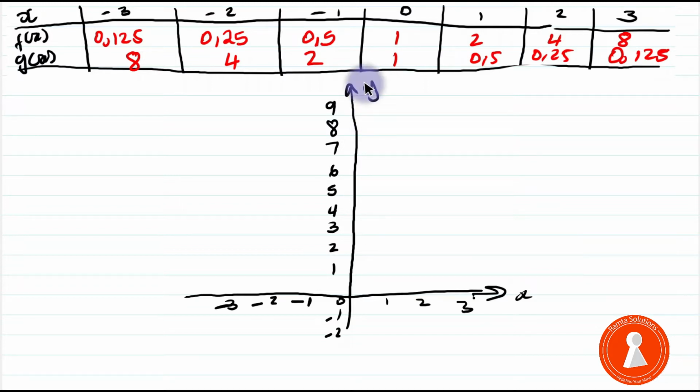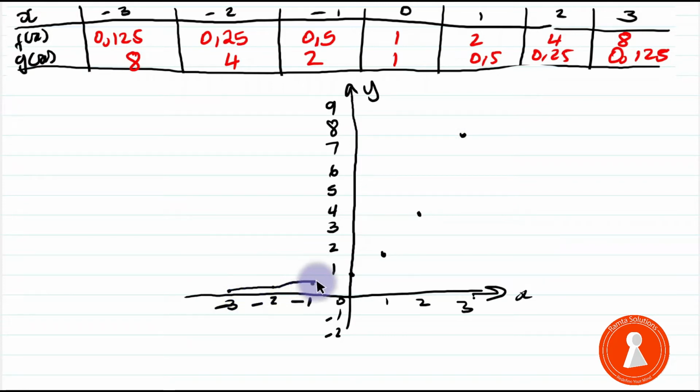Right, so now I'm going to start plotting f of x. When x is minus 3, it is about 0.125. So let me say 0.125 could be somewhere here. When x is minus 2, it is a quarter. Let me say a quarter is here. Half, you are here. 1, 2, 4, 8.